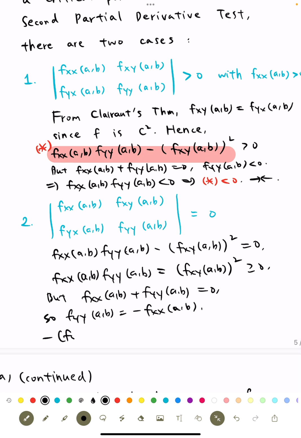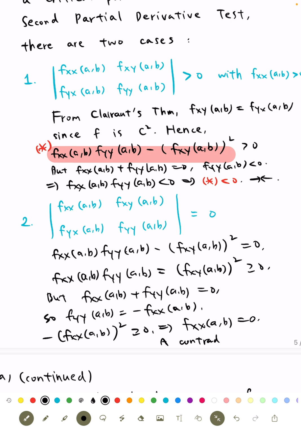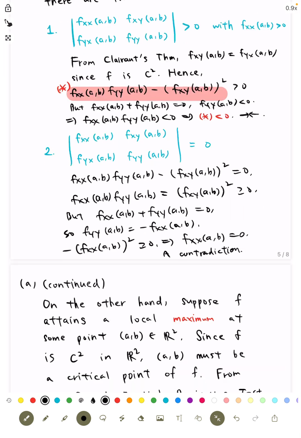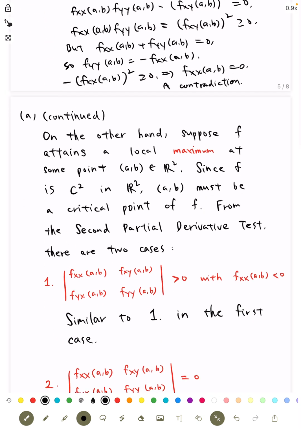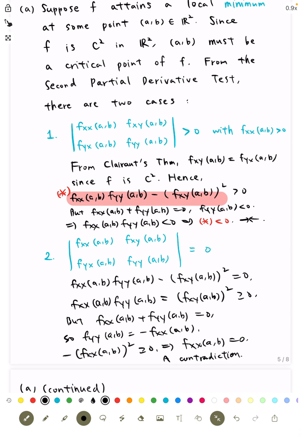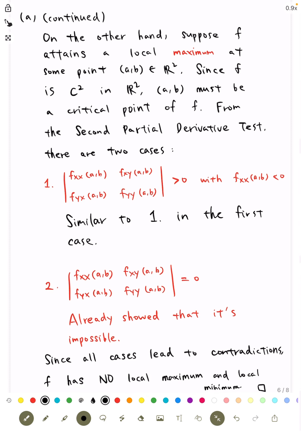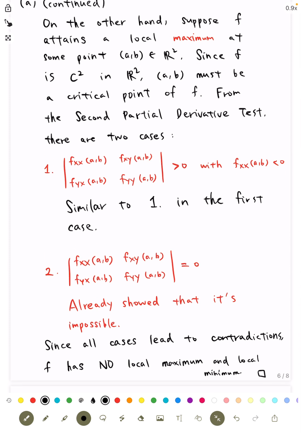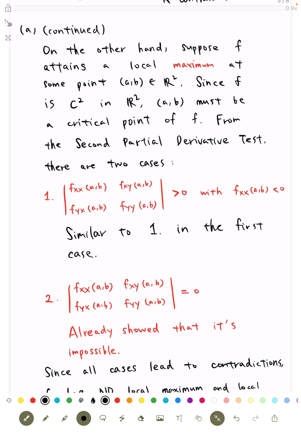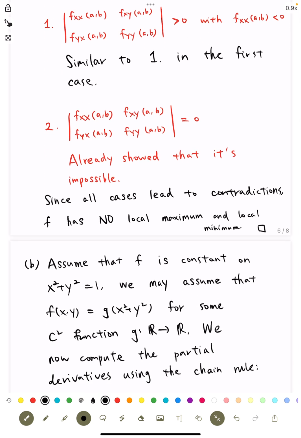So we have minus fxx(a, b) squared is non-negative. This must imply fxx(a, b) is 0, and it is a contradiction because fxx is non-negative on R squared. On the other hand, we may assume that f has a local maximum, but this is quite similar to the local minimum case. We can just repeat the same process, so you can do this on your own. Because all cases lead to contradictions, f has no local maximum and no local minimum. And we're done. Let's move to B.